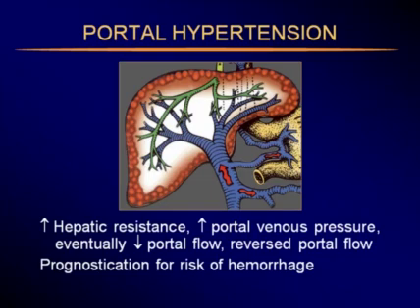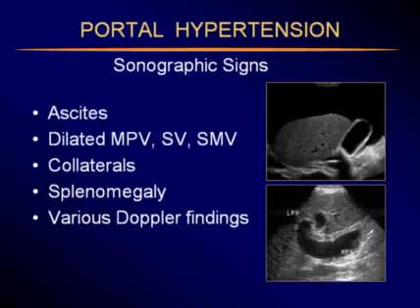So when we see a cirrhotic liver on ultrasound, we then have to right away look for clues of portal hypertension. So with portal hypertension, the liver is diseased. The liver parenchyma develops resistance to blood flow. This increases the portal venous pressure. Eventually, the portal flow will slow down, and it will reverse, and flow will actually be going away from the liver, hepatofugal, and there's then increased risk of bleeding because collateral vessels open up.